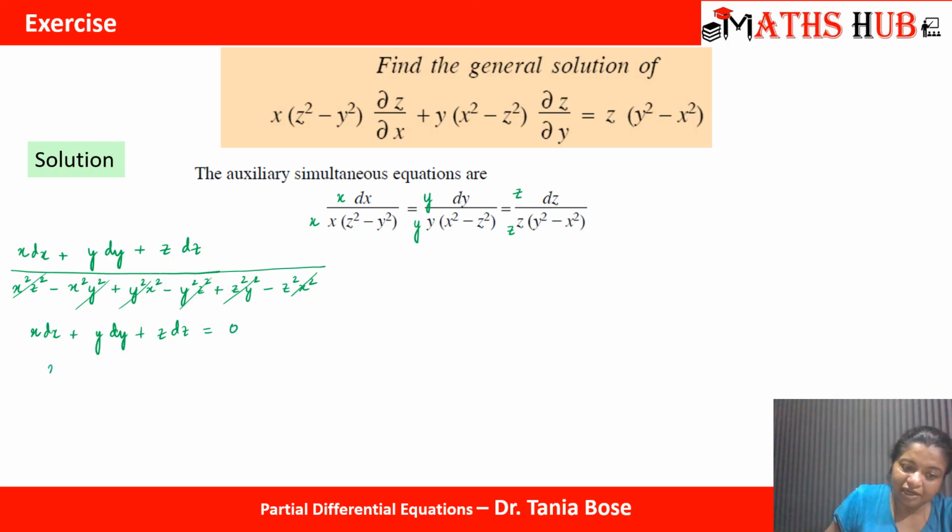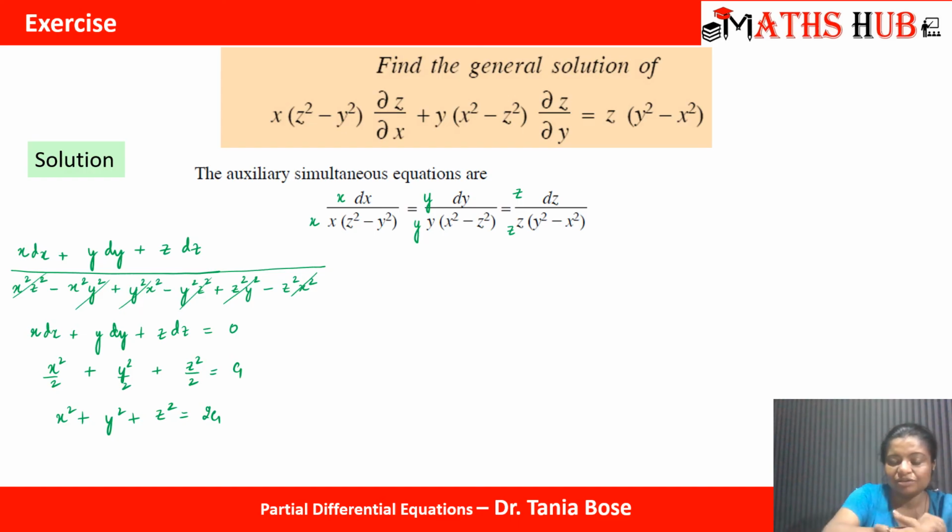And when we simply integrate it, we will get x square by 2 plus y square by 2 plus z square by 2 is equal to constant c1. So x square plus y square plus z square is equal to 2c1, right? So this is one of your solutions. What is the second solution?